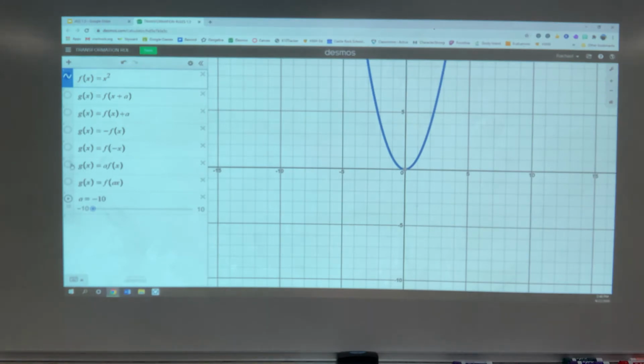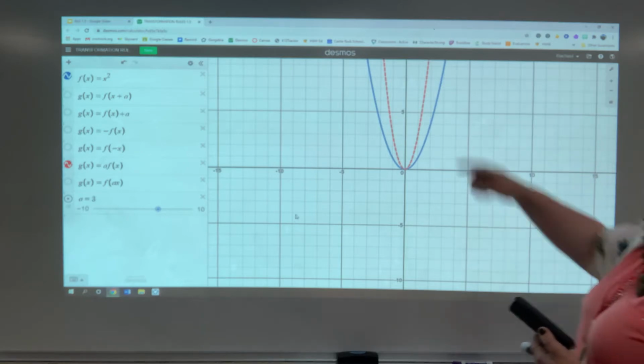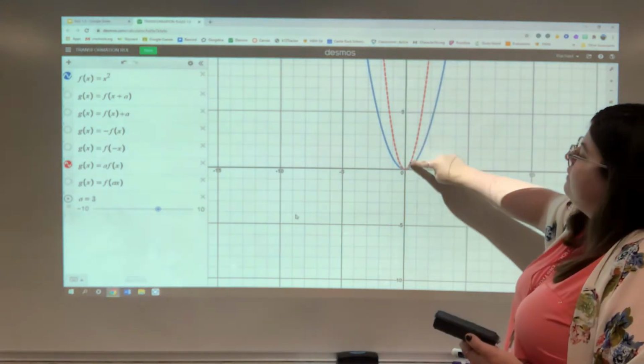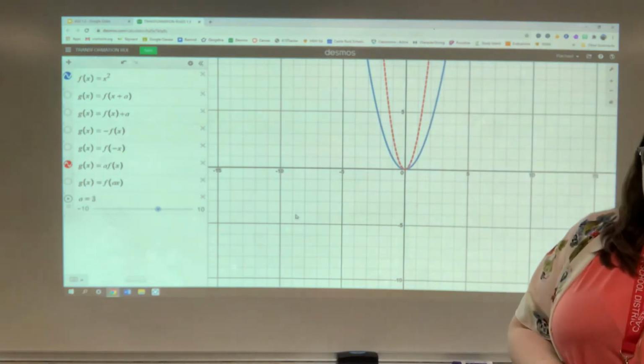All right, so there's our original equation. They're lined up the same. It's just x squared. But as soon as I increase that parameter to be 3, you see how it's stretching? Now everything's getting a little bit skinnier. So there, in the dashed red line, is my g of x function graphed.